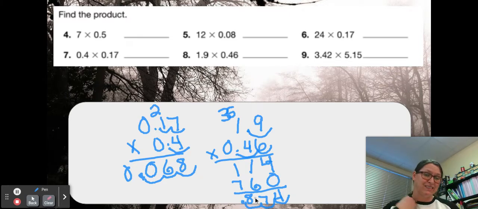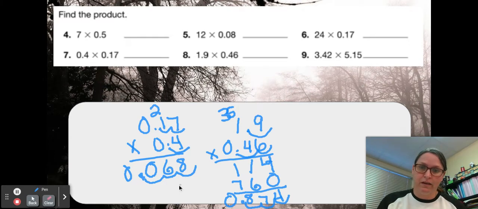Remember what I said. If there is nothing in front of that decimal place, you put a 0 because it's very, very easy to miss that decimal place.